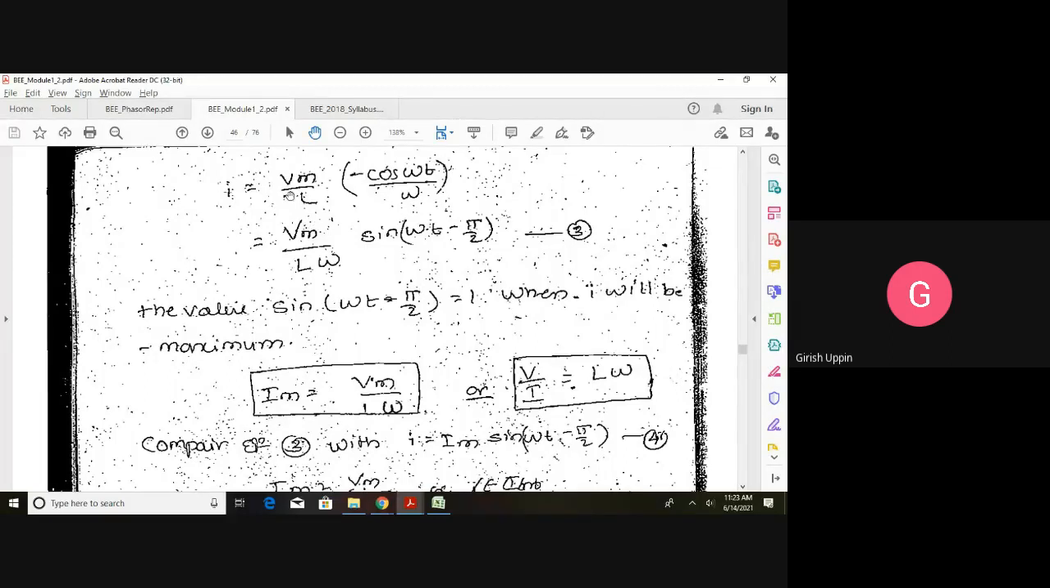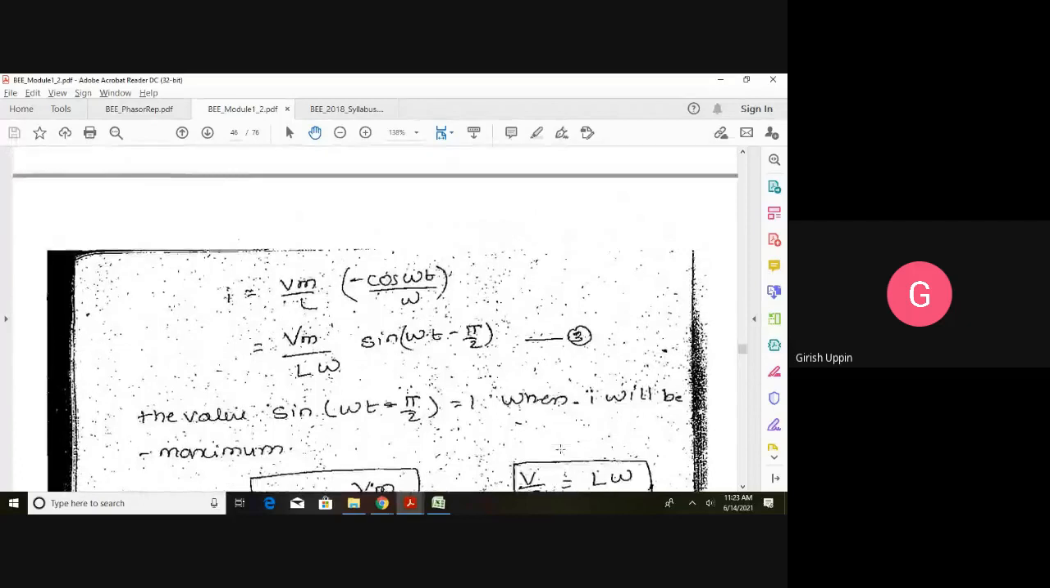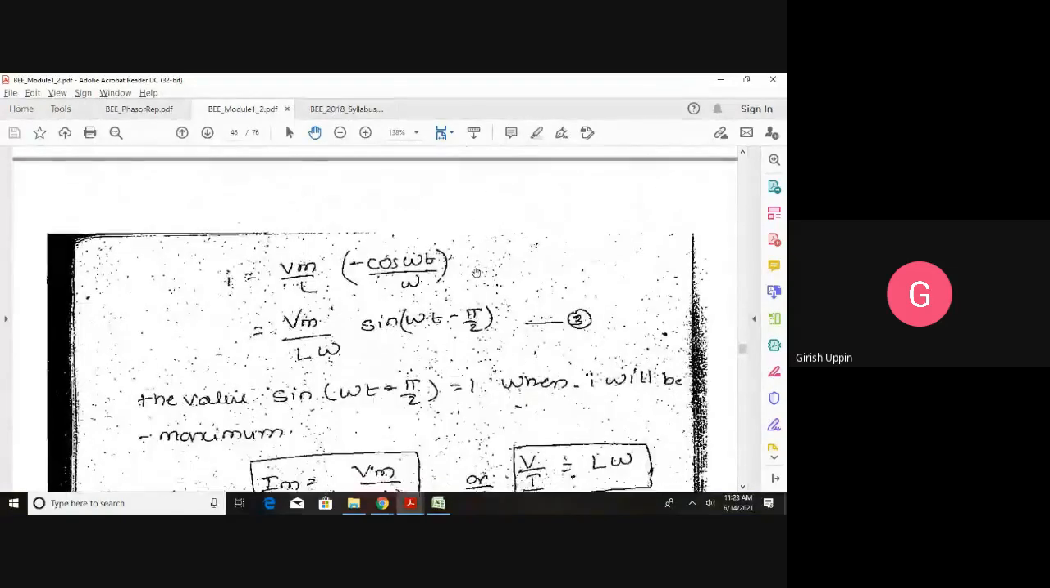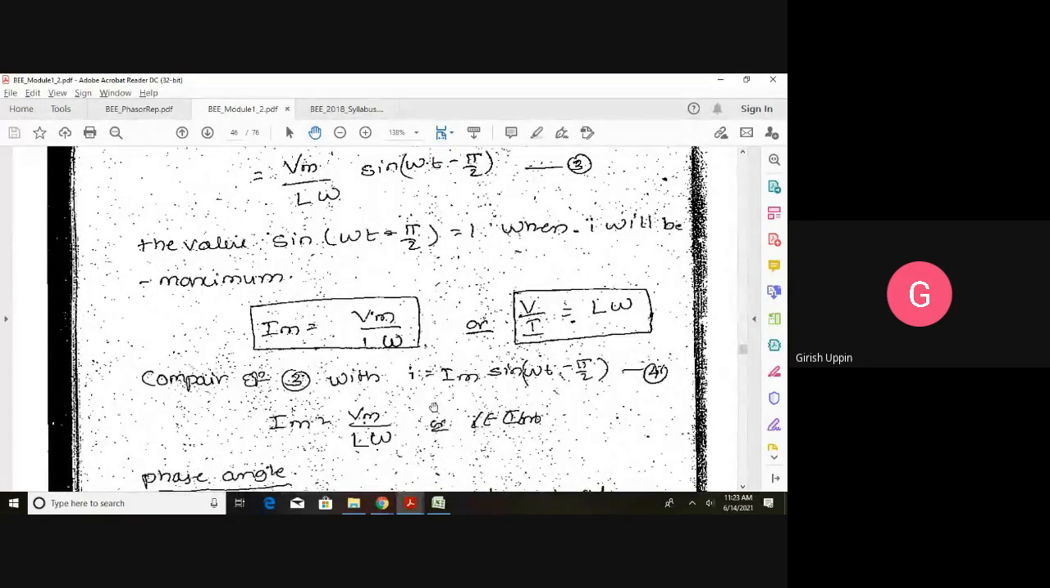Now, if I say this is Im, then the current is represented as I is equal to Im sine omega t minus pi by 2. And if you remember, the voltage we applied is V is equal to Vm sine omega t. So the voltage starts from the zero reference, and the current is having a lag. You can see the current is starting from omega t minus pi by 2, which means it is delayed by 90 degrees.